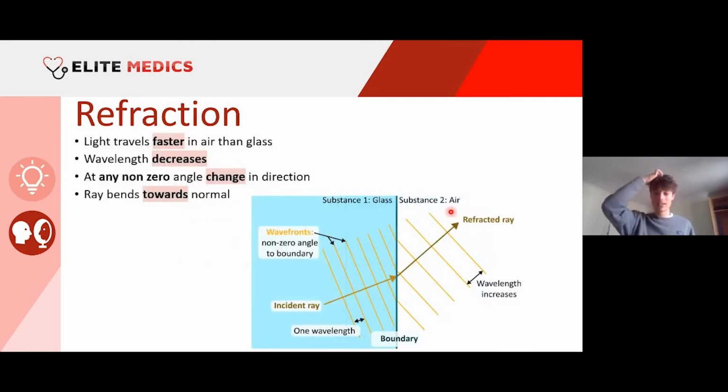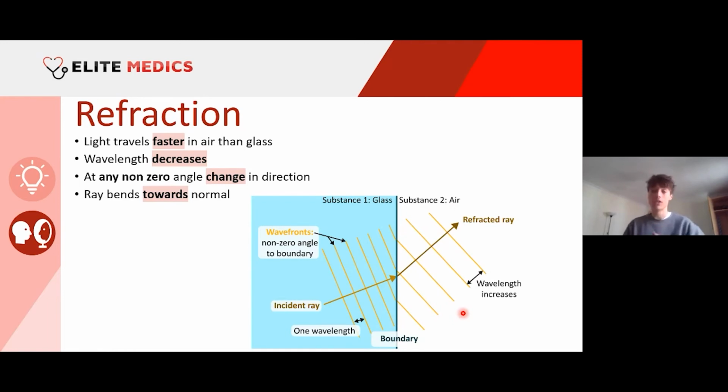Now let's consider a more tricky example where we have an angle of incidence that's non-zero. So we have a certain angle to the boundary. Light travels faster in air than in glass. That's why we see that the wavelength increases when we go from glass to air. We have an initial wavelength that's quite small, and then it increases because suddenly it goes faster.